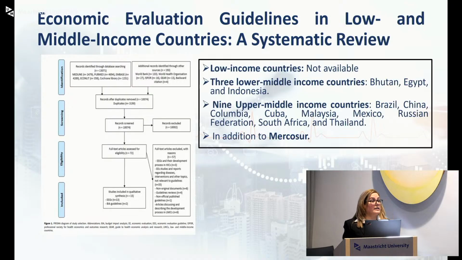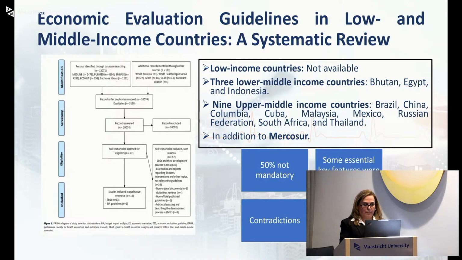We identified 13 economic evaluation guidelines, none in low-income countries, 3 in lower middle-income countries, 9 in upper middle-income countries, in addition to Mercosur. We found that 50% of these economic evaluation guidelines were not mandatory. Some essential key features were not addressed in these guidelines. Contradictions existed, and differences in terminology existed between these guidelines.